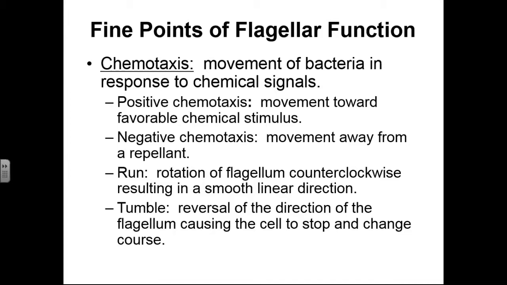The run is when the flagellum is moving. So if our flagellum is spinning counterclockwise, the bacterium will have a nice, smooth, linear motion, and then, all of a sudden, the bacterium changes directions, and that's the tumble. That's when the bacterium's flagellum reverses quickly to stop the cell and change the course. Now, if the cell is moving in the direction of a favorable chemical stimulus, or positive chemotaxis, those runs preferentially last a little bit longer. If the cell is moving in the wrong direction, it's preferentially going to have an increased number of tumbles.